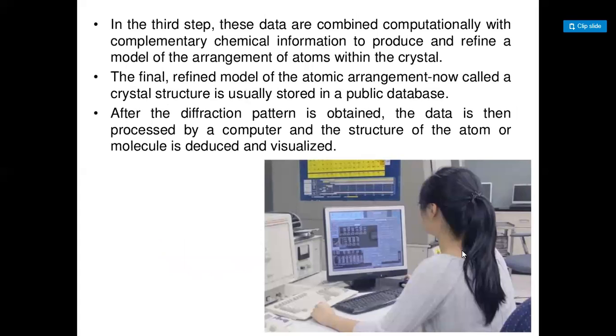These data are combined computationally with complementary chemical information to produce and refine a model of the arrangement of atoms within a crystal. The final refined model of the atomic arrangement, now called a crystal structure, is usually stored in a public database. After the diffraction pattern is obtained, the data is processed by the computer, and the structure of the atoms or molecules is deduced and visualized. This is a simple diagram which shows the atomic arrangement from the public database.